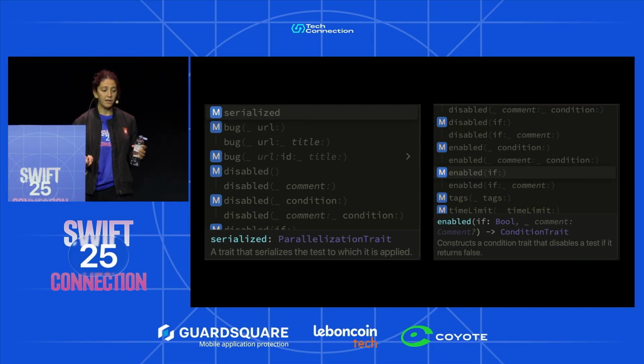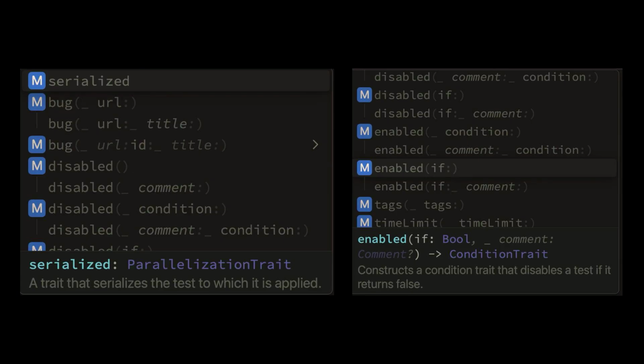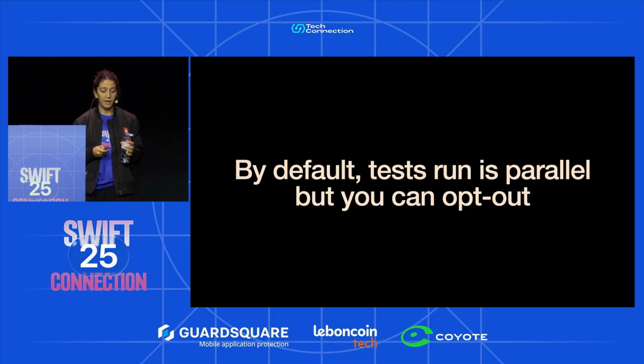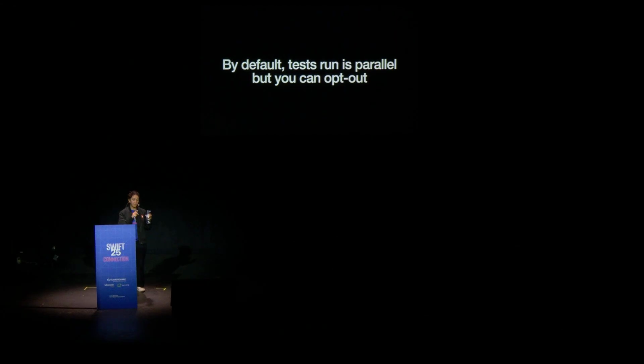I can add a bug trait to point a specific test to a bug. I can disable a test, I can disable with comment, I can disable it conditionally. I can also enable it the same way. I can add a time limit, and I can add tags. Tags are essentially your way of earmarking a test. By default, tests run in parallel, but you can opt out of that. So essentially, the tests run concurrently, which is really helpful for your CI time.